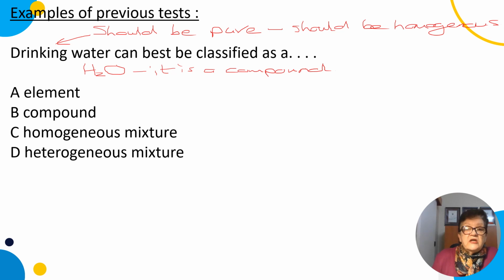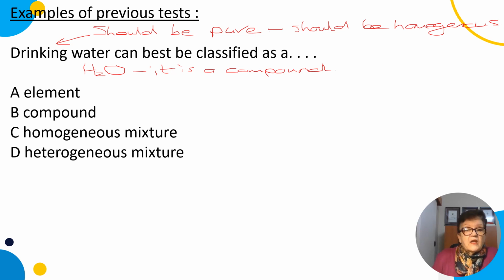It says drinking water. So you could have reasoned here that drinking water should indicate pure water. So then I would say it should be homogeneous, but it's not necessarily that it is homogeneous. But then on the other hand, if it's not homogeneous, it would be heterogeneous. If you think drinking water, it should be pure, and water is a compound, so B and C, but I would say that B is the most correct answer.